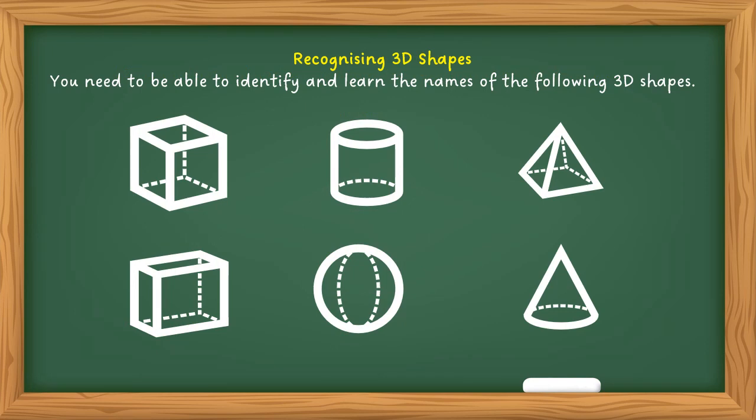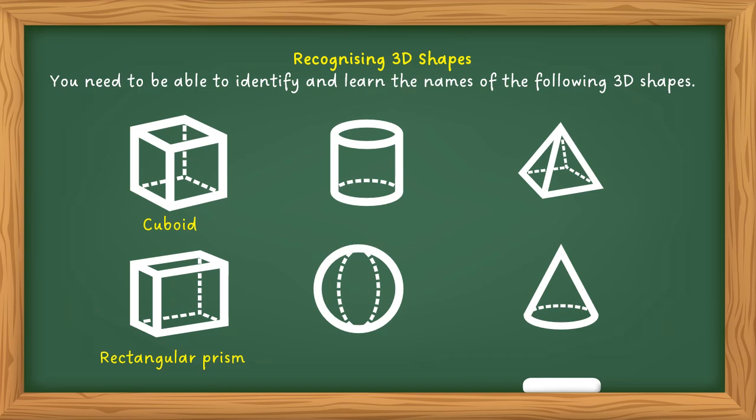Right, you will need to recognize certain 3D shapes when you're doing your maths. Okay, so it's worth learning the names of the following 3D shapes. Some you may know, some you may not. Okay, so let's look at the first one. That's a cuboid. Okay, because all the sides are the same size. Okay, you have a rectangular prism.